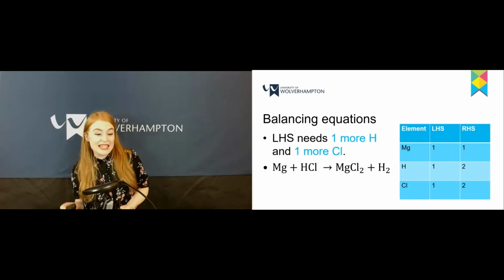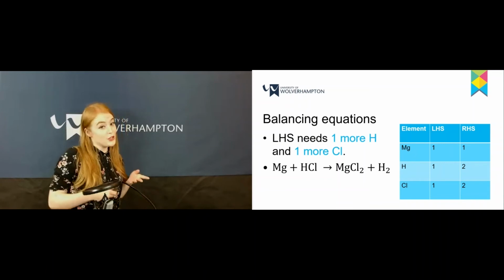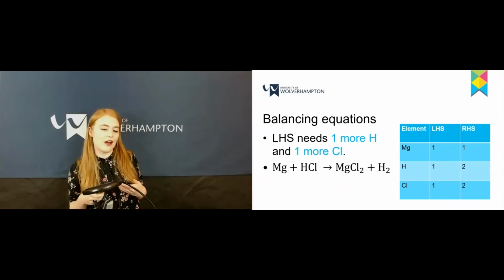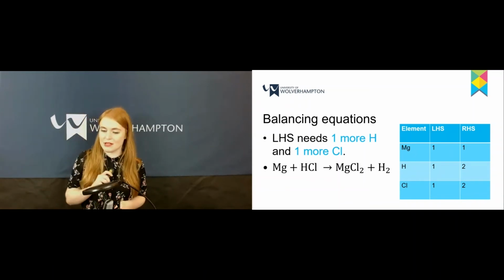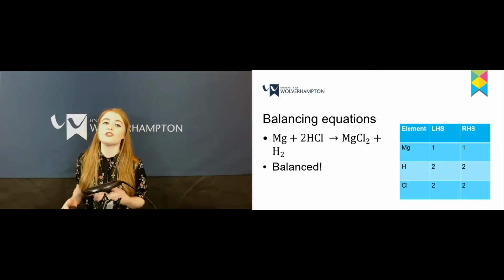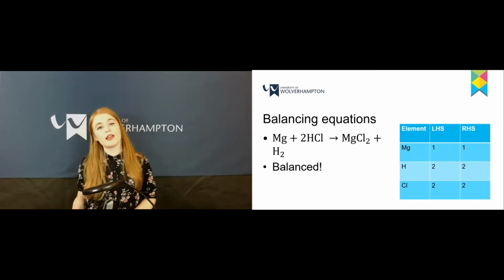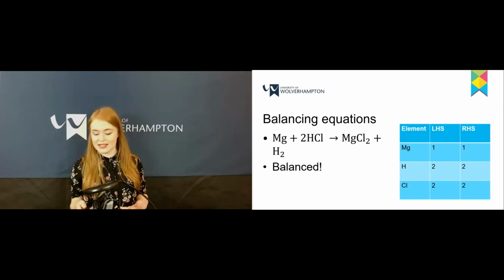Well, the really handy thing is on the left-hand side, there's an HCl. So if we have 2 HCl, we're getting an extra hydrogen and an extra chlorine at the same time. So we do that, 2 HCl. And then again, we need to go through and check to make sure that it's still all balanced. And we do check and it is balanced. So that's fantastic for this one.